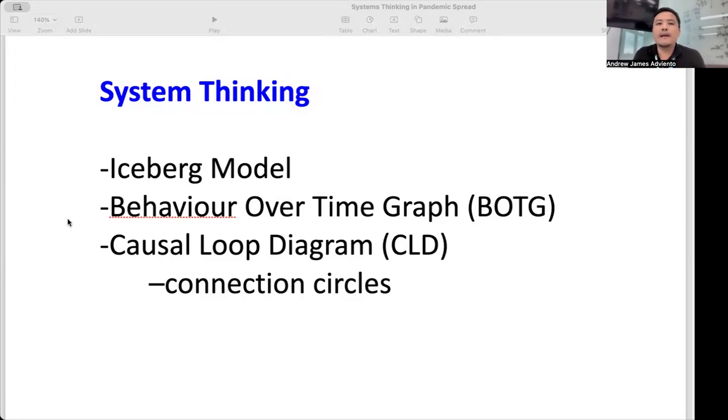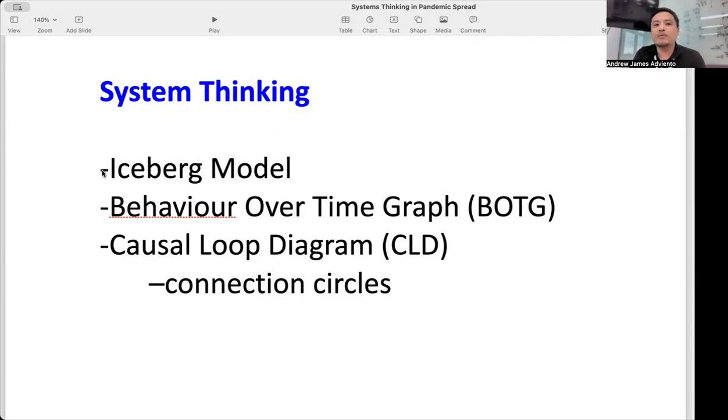Today we are going to learn a new way of thinking, and this is called systems thinking. Systems thinking helps us understand why problems happen and how different things are connected. Instead of looking at only one small problem or a portion of it, we will try to see the whole system.